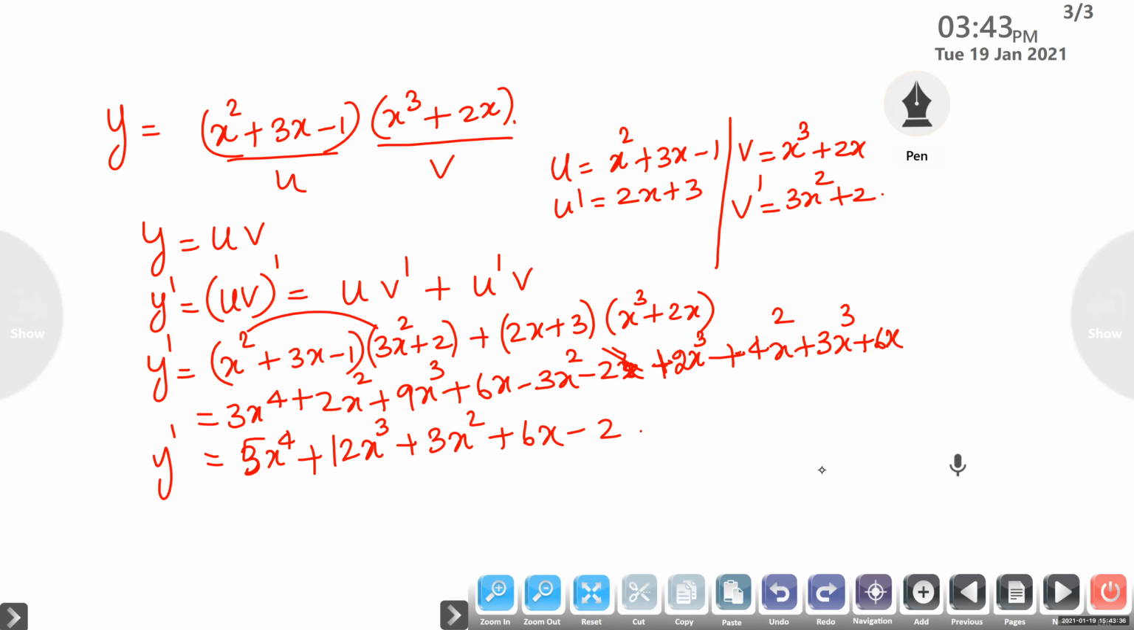Yes, ma'am, I got it. Okay. What about the others, children? Are you getting this answer? Annette, Aparna. Yes, ma'am. So this rule we call the product rule.